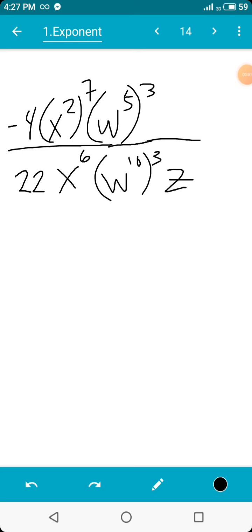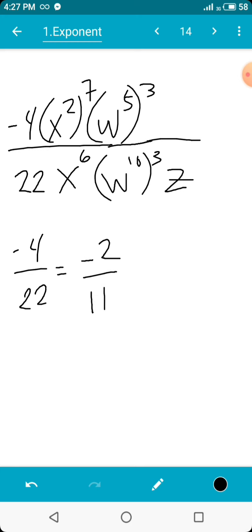Okay, so let's simplify this expression. So, first, unahin natin yung number. So, we have here negative 4 over 22. So, kung isi-simplify nyo yung negative 4 over 22, that is, what? Negative 2 over 11. Okay?